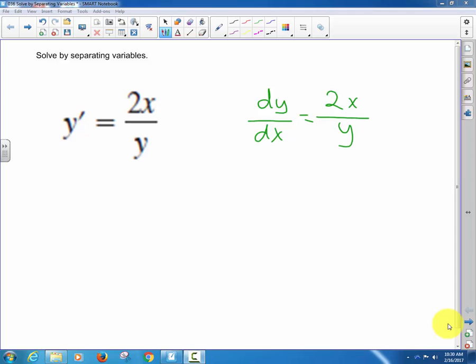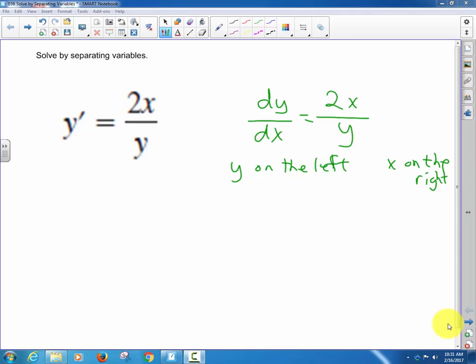Now, the next step is what you have to be careful of. When you separate the variables, you have to have y on the left and x on the right. Okay? That's just something you need to commit to memory. So we can't say, okay, we'll get all the y's on the right side because it's easier. And I'll explain why in just a moment. But for right now, let's go at it this way.